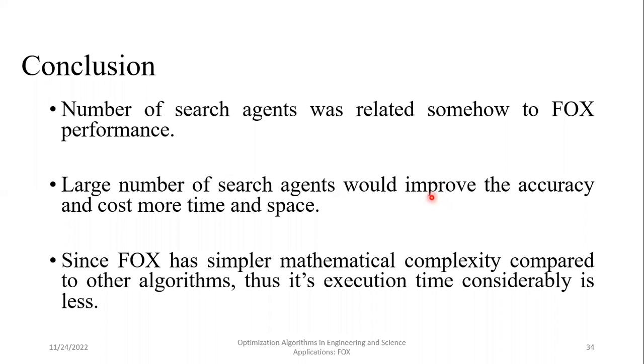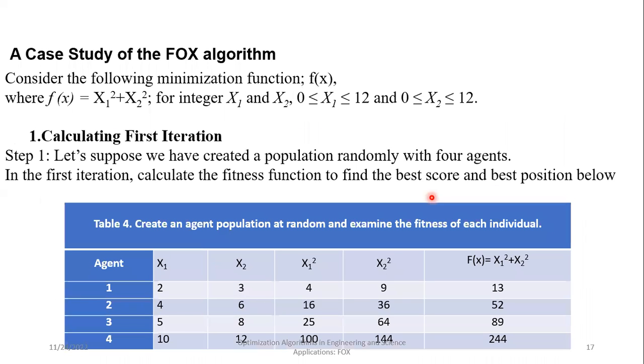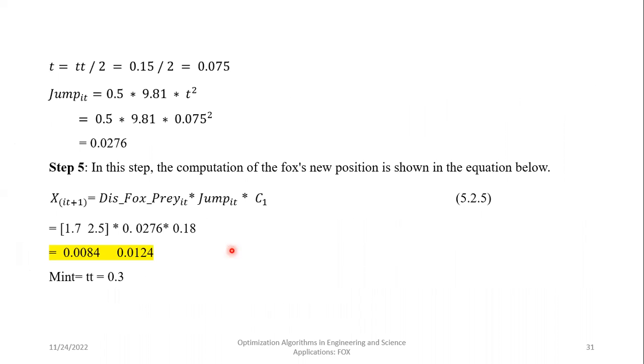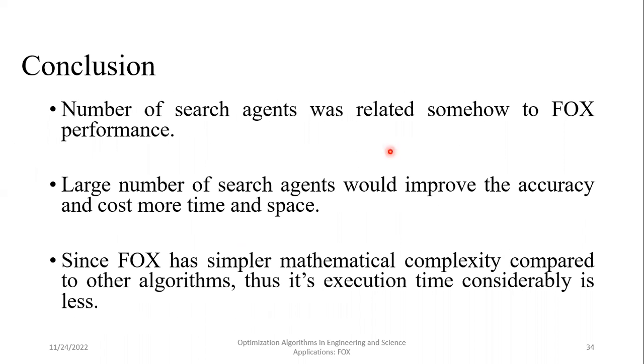Before the conclusion, I show you that was the first iteration that we started, and now the values of x1 and x2 have been changed. When you increase the number of search agents, the performance will be better in terms of accuracy, but in terms of time and complexity, the algorithm might get slower.